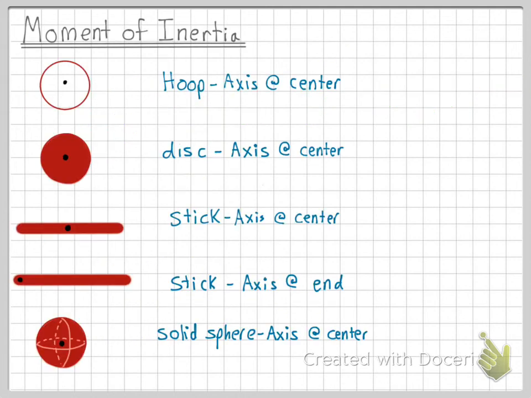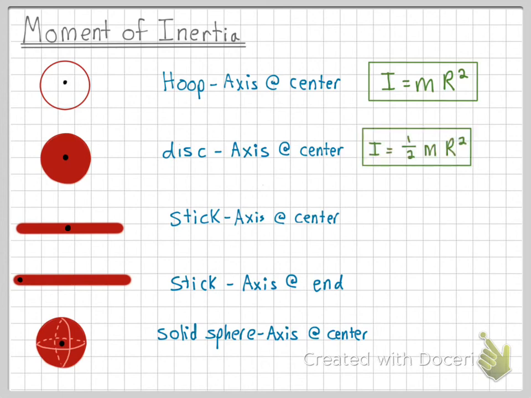There are a lot of general formulas for moment of inertia for different kinds of objects. For a hoop with an axis about the center, the moment of inertia is equal to the mass times the radius squared. For a solid disk with the axis around the center, the moment of inertia is 1/2 times the mass times the radius squared. For a stick with the axis at the center, the moment of inertia is 1/12 times the mass times the length of the stick squared.